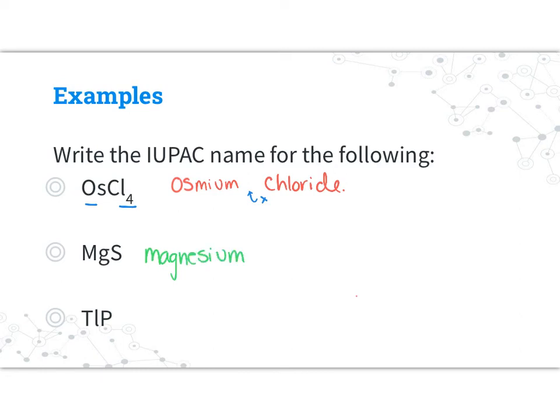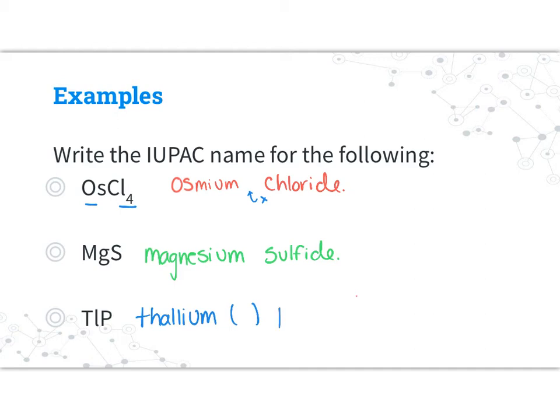S is sulfur. So I'm going to change its ending to sulfide. Last one, Tl. Tl is thallium. It's in group 13. So looking at thallium, it has 2 charges listed. So I need to leave some brackets there for either a 1 or a 3.